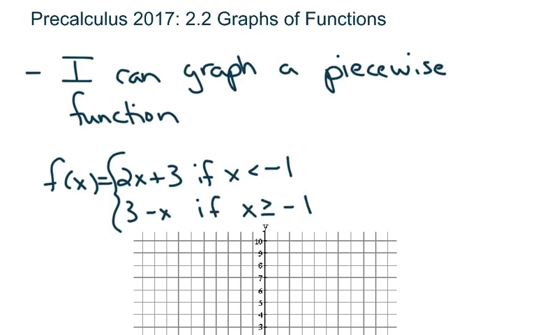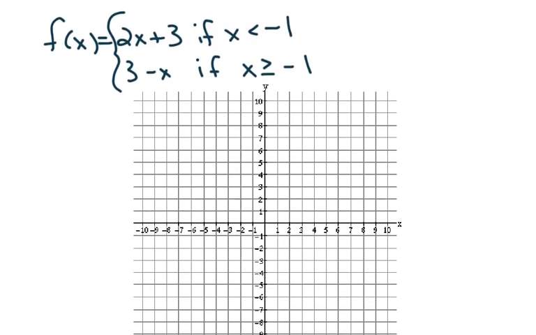So, for this particular piecewise function, f of x is 2x plus 3 if x is less than negative 1. I've taught this many, many ways, but I want you to find where x is negative 1. Which side of that line is where the graph is going to be, to the left or to the right? Which side is less than? Less than is to the left. The little inequality is pointing in the direction you're going to go.